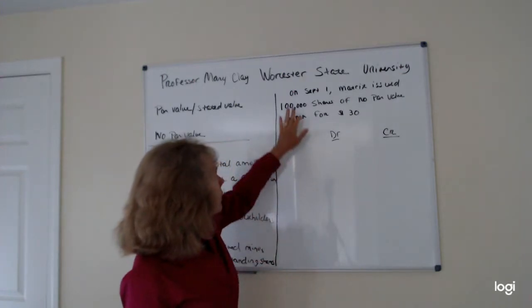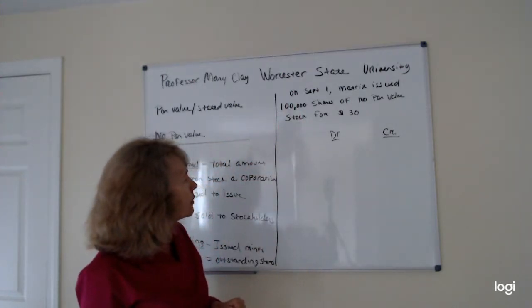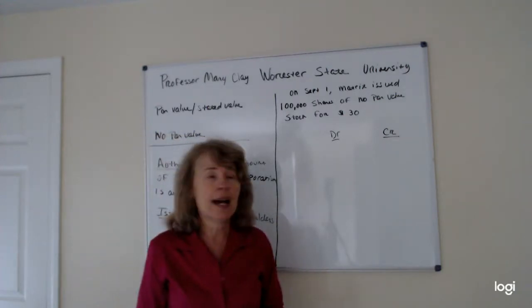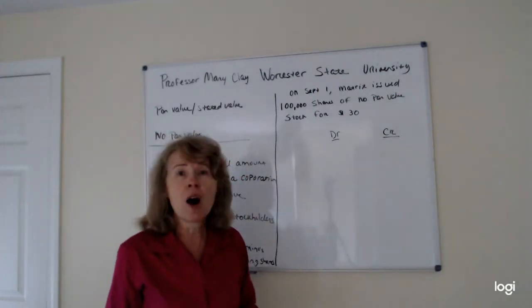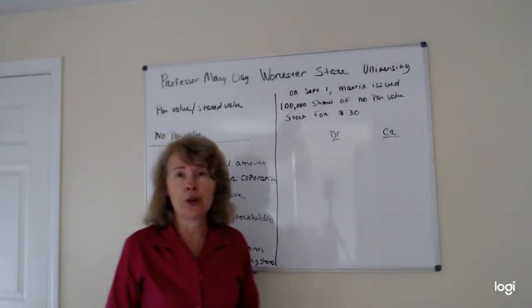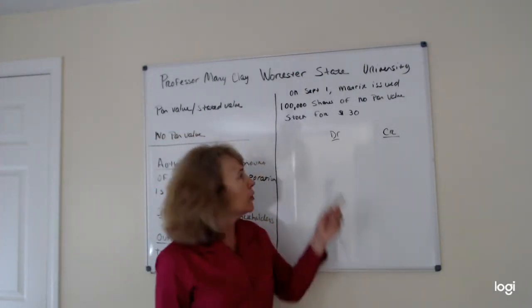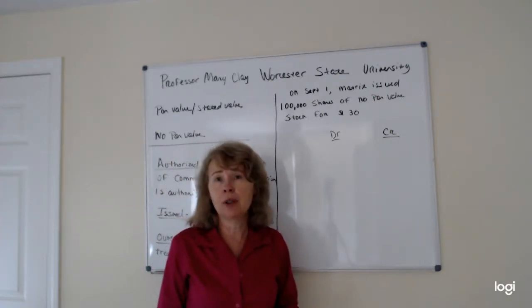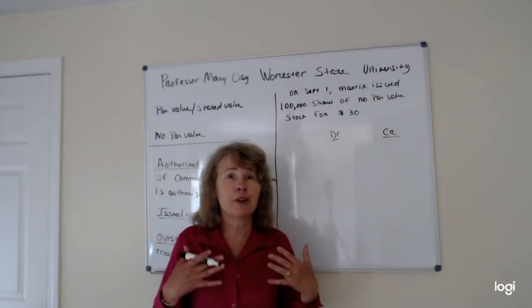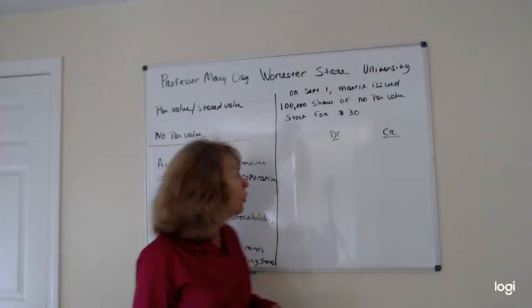Here it is. On September 1st, Matrix issued 100,000 shares of no par value stock for $30 per share. Okay, so they don't have a par value. When you see this, it's pretty simple. It's just like your first accounting class. You're going to debit cash.